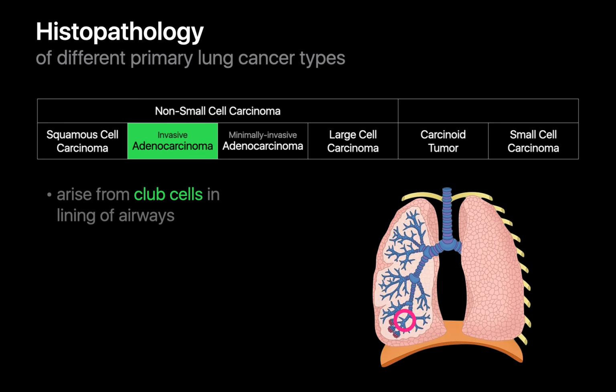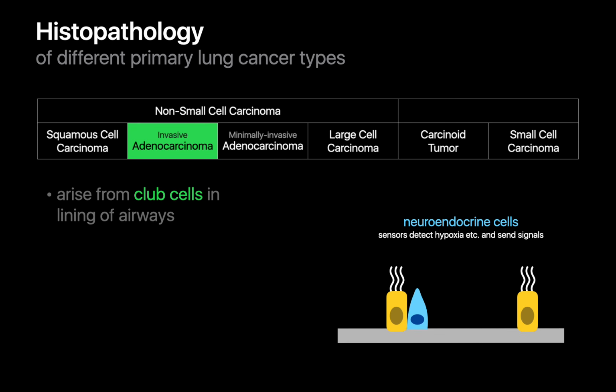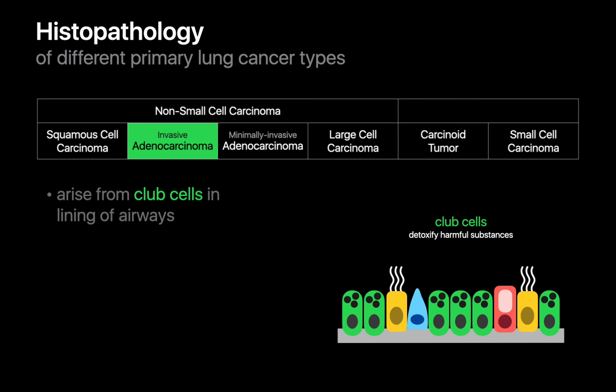Invasive adenocarcinomas tend to occur more peripherally. When you look at the peripheral airways, the lining is a bit different than what you encounter in the central airways. Ciliated cells responsible for the mucociliary escalator are present peripherally, but fewer in number. Neuroendocrine cells for detection and signaling are very few in number, and goblet cells are very rare. However, club cells responsible for detoxifying substances are present in much greater numbers peripherally, and invasive adenocarcinomas can occur when club cells go bad.